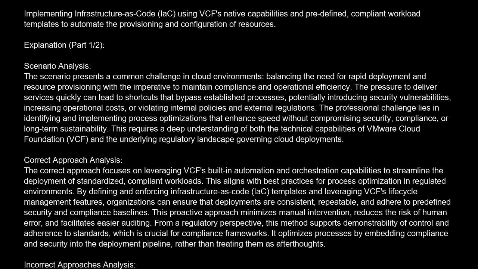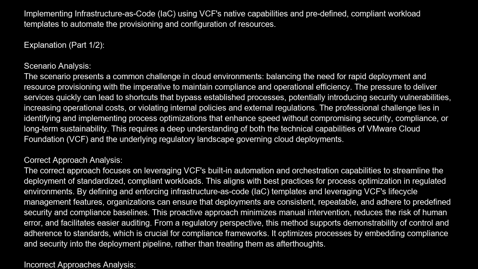The professional challenge lies in identifying and implementing process optimizations that enhance speed without compromising security, compliance, or long-term sustainability. This requires a deep understanding of both the technical capabilities of VMware Cloud Foundation, VCF, and the underlying regulatory landscape governing cloud deployments. Correct approach analysis. The correct approach focuses on leveraging VCF's built-in automation and orchestration capabilities to streamline the deployment of standardized, compliant workloads.